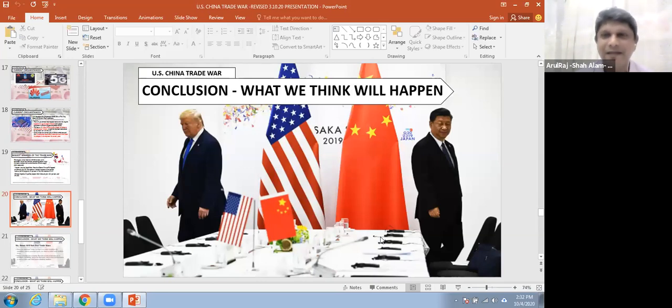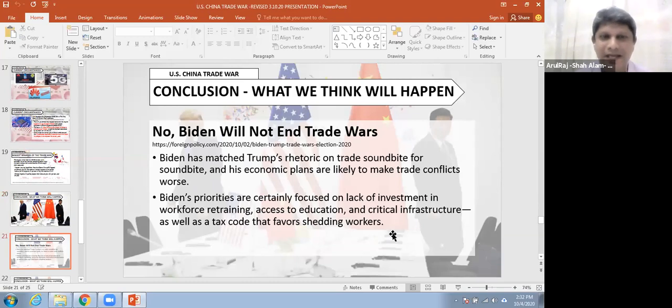Conclusion: what we think will happen? Of course, the latest, Biden will not end the trade war, basically because he is agreeing with Trump. Biden has matched Trump's rhetoric on trade soundbite for soundbite, and his economic plans are likely to make the trade conflict worse. Biden's priorities are certainly focused on lack of investment in workforce retraining, access to education and critical infrastructure, as well as a tax code that favors shedding workers.